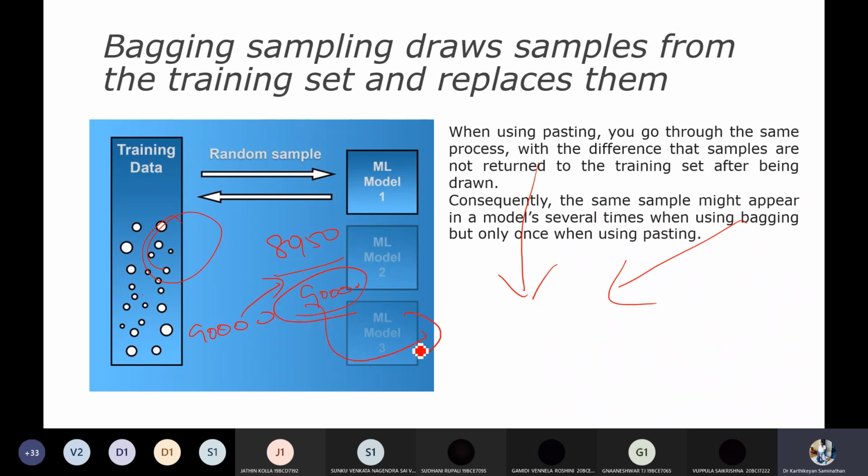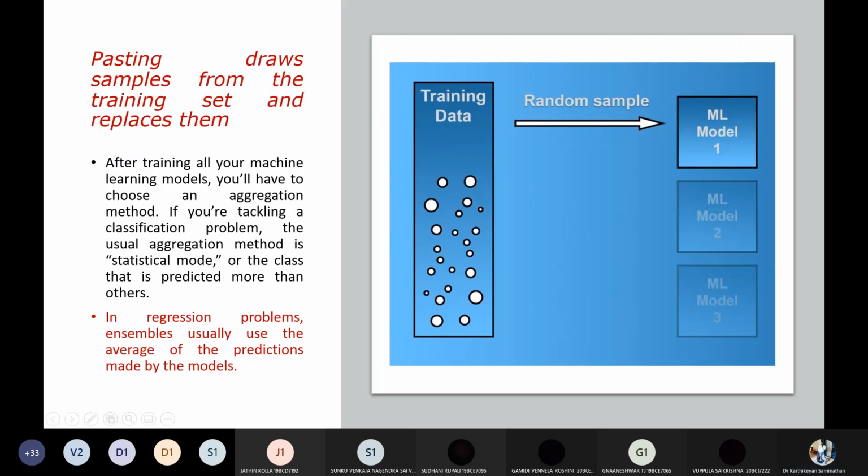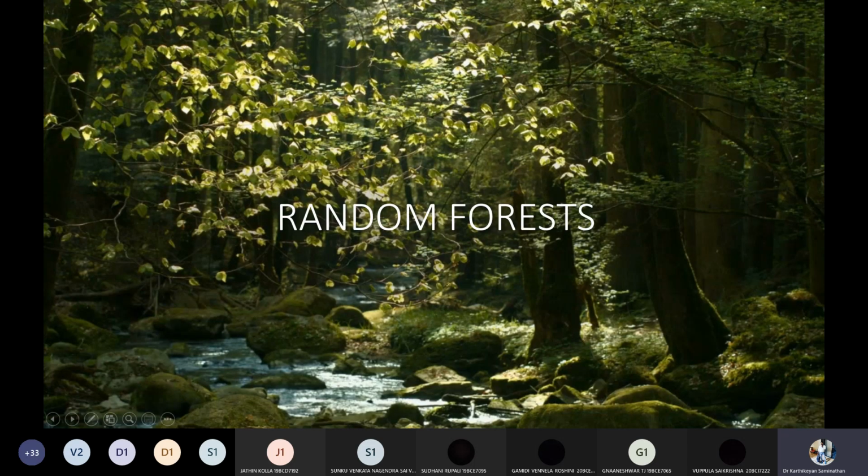The same sample might have reappeared, so that will spoil your prediction also, with the same results, right? It is like collecting the same assignments from the same number of students. That is how it will vary. Pasting draws samples from the training set and does not replace them, so we are not doing such things here. In regression problems, ensembles usually use the average of the predictions made by the models. That always gives you better predictions.